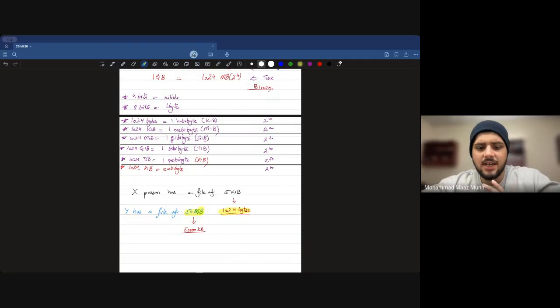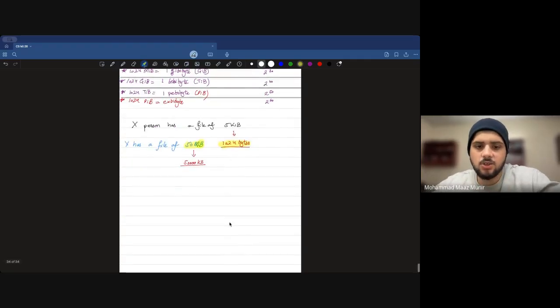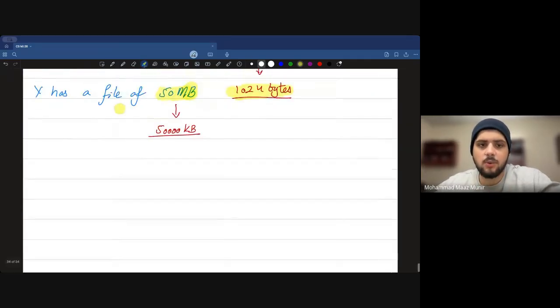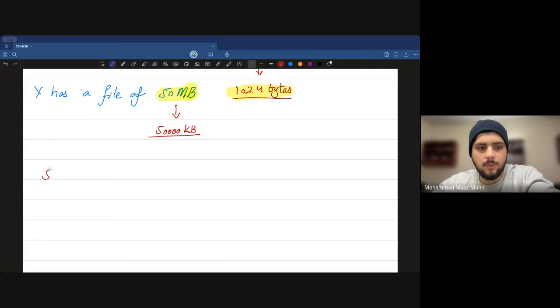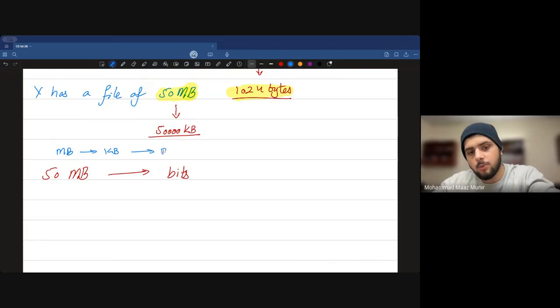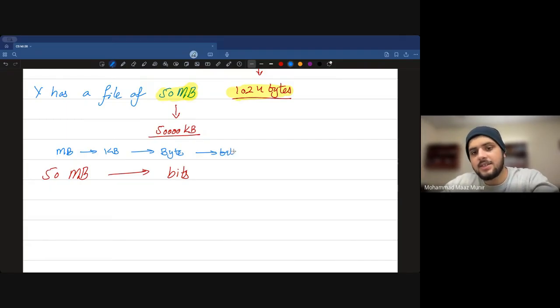Like, if I tell you that a file is of, let's say, 50 MB, and I need to convert this 50 MB, like let's do a bit of practice, into bits. How will I be doing this? So originally I have MB, right? So I'll be going from MB to KB, and then from KB to bytes, and then from bytes I'm going to go to bits. So let's just apply the formula.